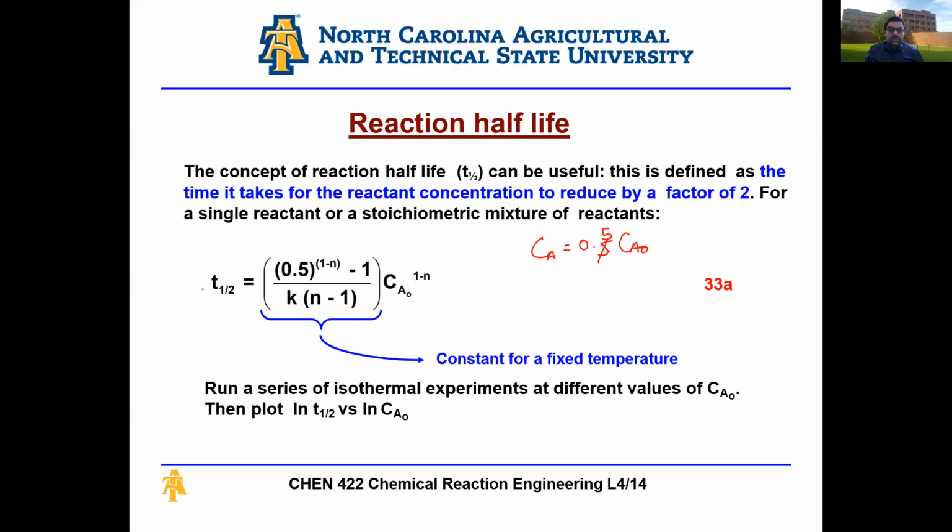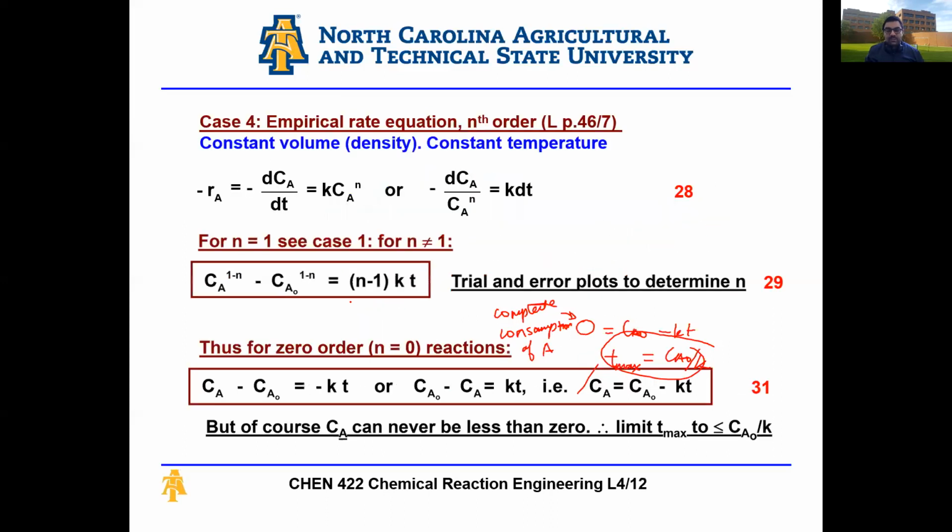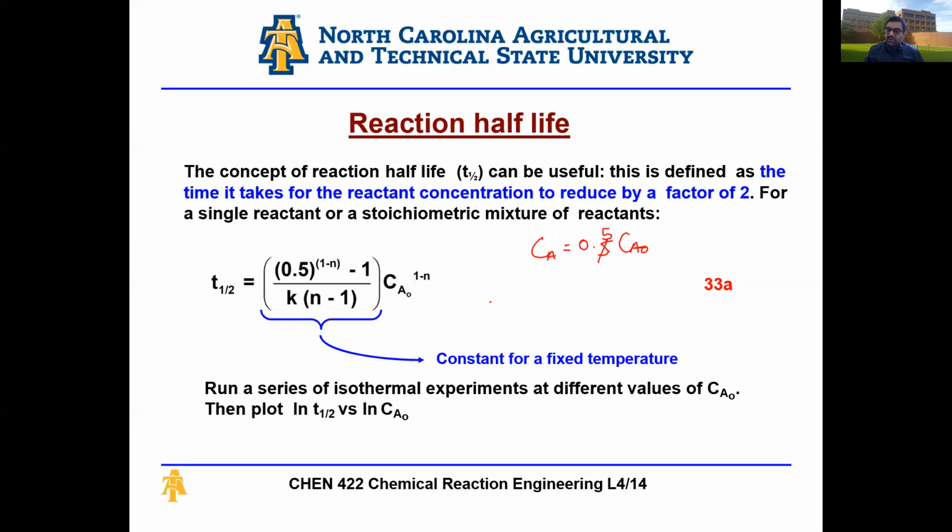And the equation used to calculate the half-life is this: T half is equal to 0.5 to the power of (1 minus n) minus 1, divided by k times (n minus 1) times Ca naught to the power of (1 minus n). And you might be asked to derive this. So if you want to derive this, you look at this equation, you set Ca to be 0.5 Ca naught, and you just calculate your time, right? So if I just set Ca equal to 0.5 Ca naught in the previous expression and solve for the time, I'm going to get my half-life.